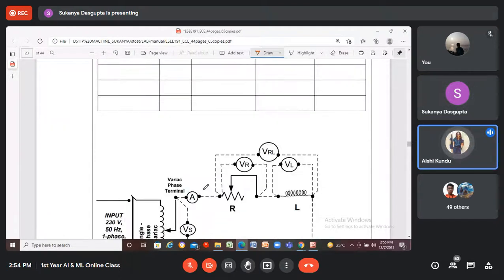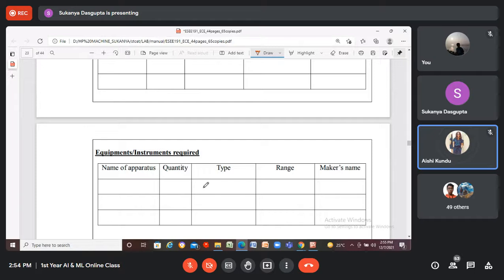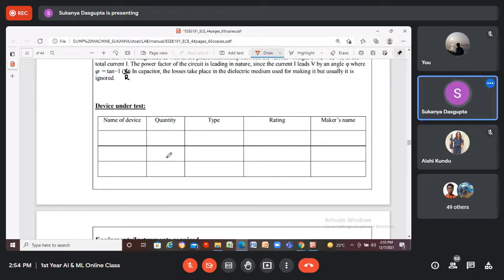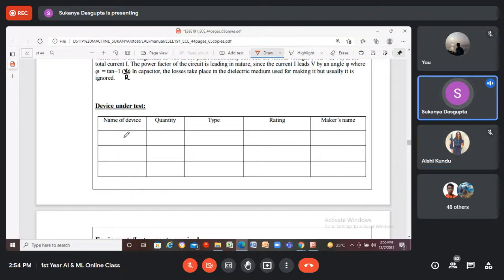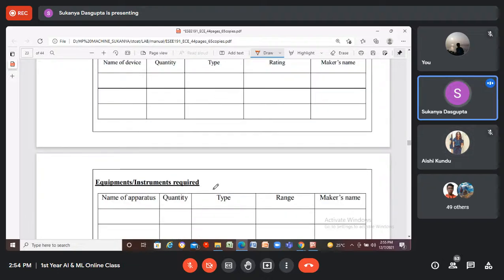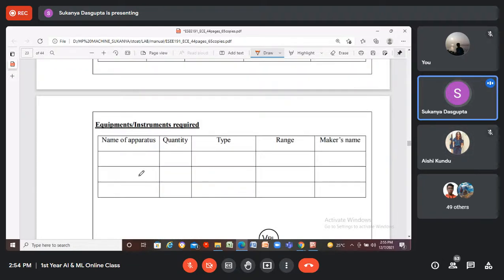We will write the quantity as 1 only. Type means, if you write here the name of the device, variac, here you will write quantity 1, and here you will write auto transformer. The rating will be provided by Nitu madam. Nitu madam will help you to complete this equipment table, the apparatus table.